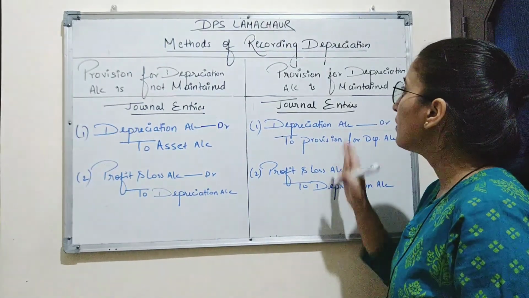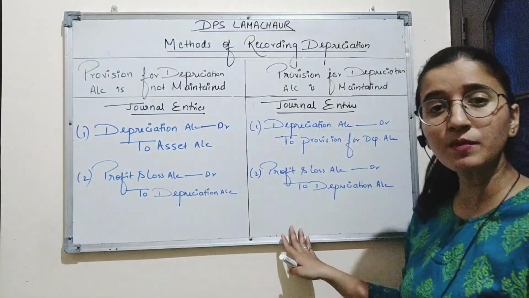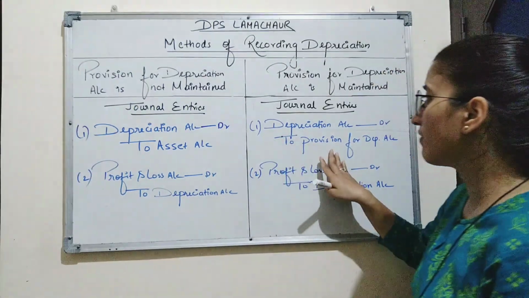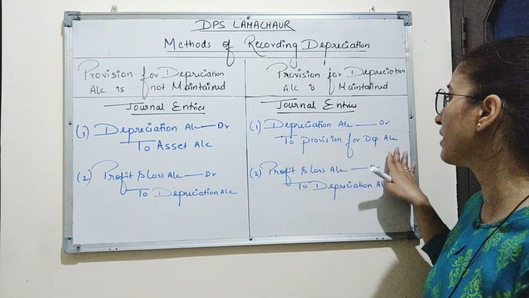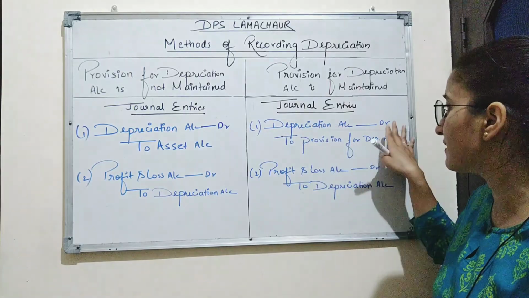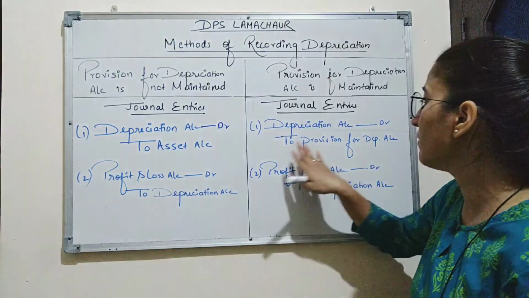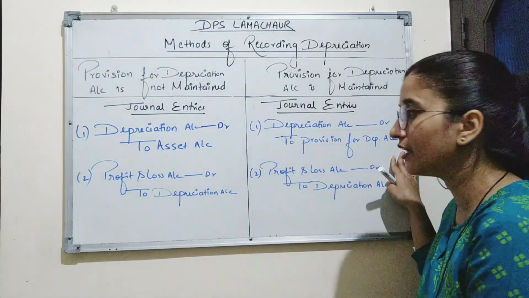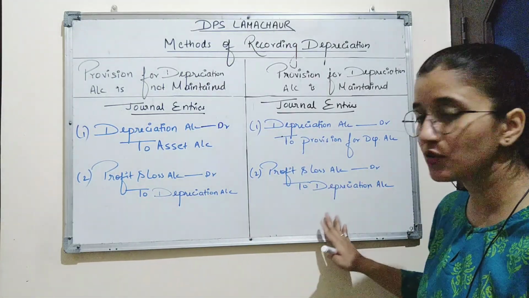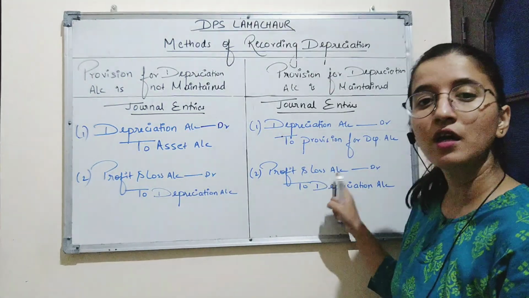In the second method, where the provision for depreciation account is maintained, we know two accounts are prepared, the asset account and the provision for depreciation account. So here, the first entry will be depreciation account debit to provision for depreciation account. As we know, depreciation is an expense, that is why it is debited, and here the provision for depreciation account is maintained, that is why it is credited. And at the end of the year, the entry will be profit and loss account debit to depreciation account. Here we are writing off the depreciation amount in the P&L account.